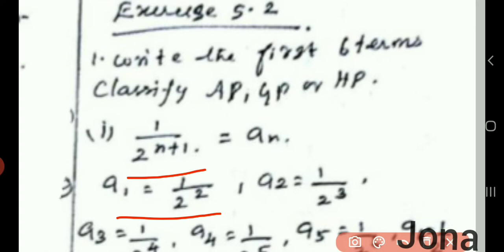Therefore in the place of n it is 1, that is a1 equal to 1 by 2 power 1 plus 1, that is 2. So 1 by 2 square, and then a2 is 1 by 2 cube, a3 is 1 by 2 power 4, a4 is 1 by 2 power 5, a5 is 1 by 2 power 6, a6 is 1 by 2 power 7. So we got 6 terms here: 1 by 2 square, 1 by 2 cube, 1 by 2 power 4, 1 by 2 power 5, 1 by 2 power 6 and 1 by 2 power 7.